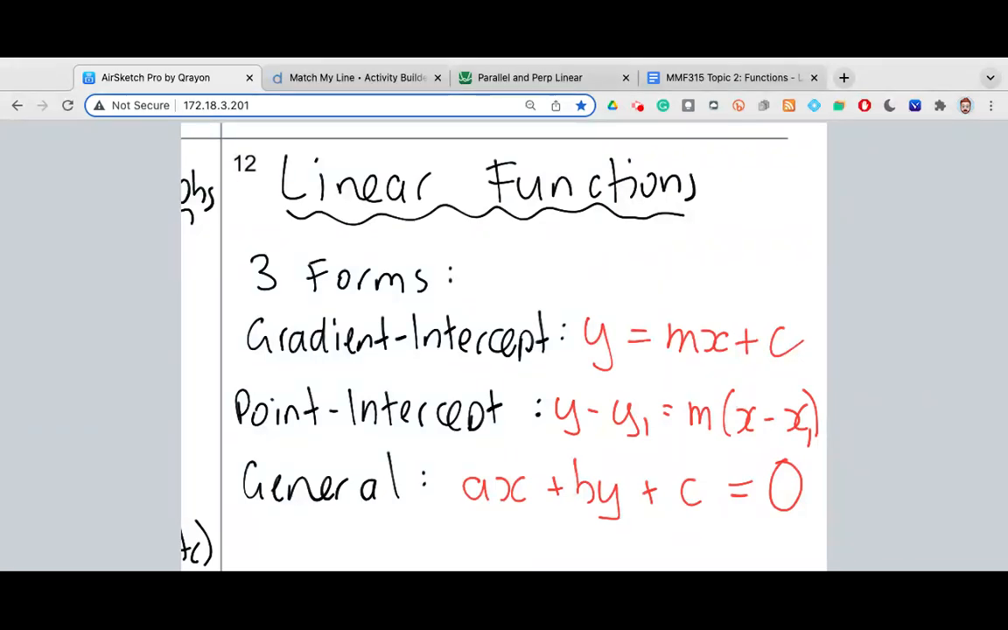And if I was looking for the y-intercept, then I'd let x equal 0. So if I let x equal 0, the x over a would disappear, and I'd be left with y over b equals 1, multiply both sides by b, you get y equals b. So the y-intercept would be 0 comma b. So it's a really neat way of expressing it.